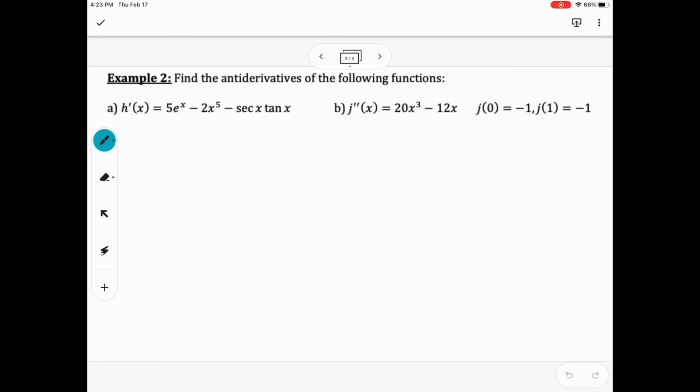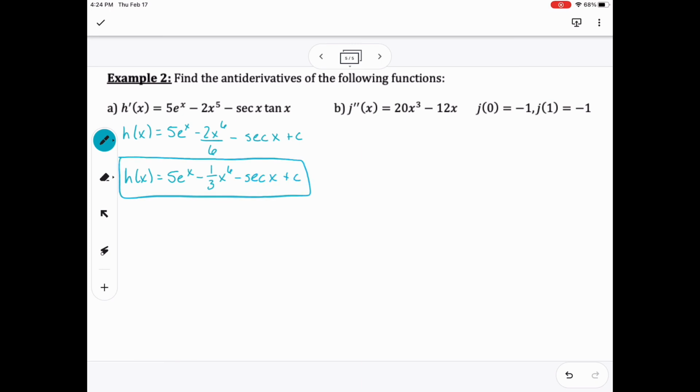Okay? Let's do some more examples. If you'd like to stop the video and give these a whirl first, go ahead. But I'm going to keep on going. So here, the antiderivative of 5e to the x is 5e to the x. X to the 5th is a power rule, so it'd be negative 2 times x to the 6th divided by 6. And then secant x tangent x is the derivative of secant of x, so I pull that out, plus c. I can reduce the 2/6 on that one, and that's about all I can do.